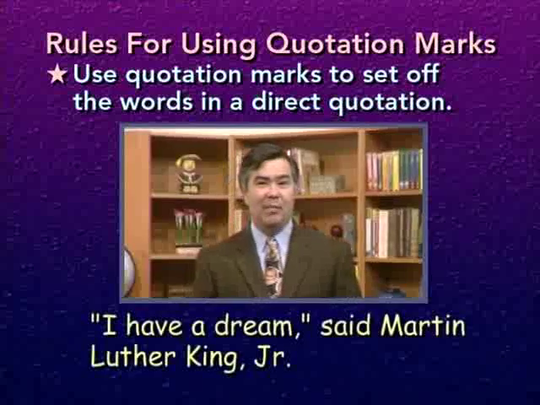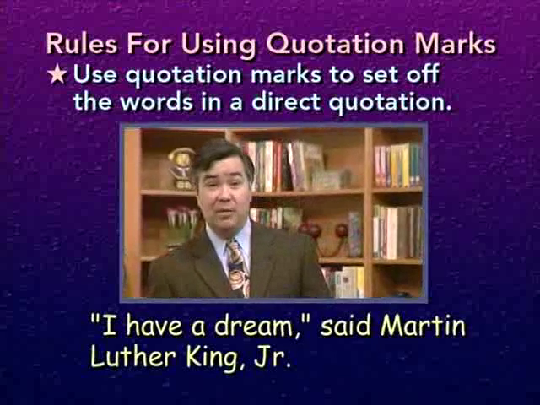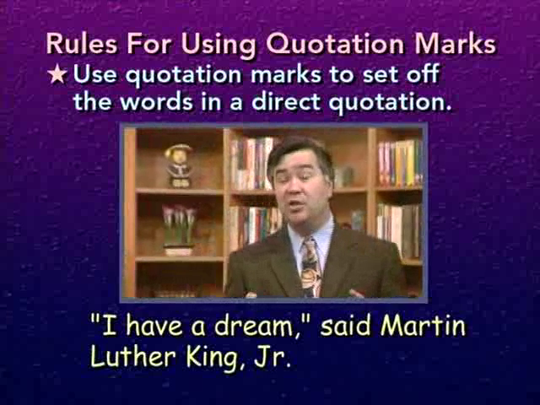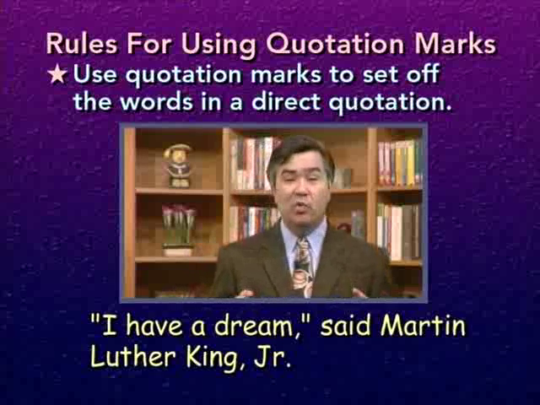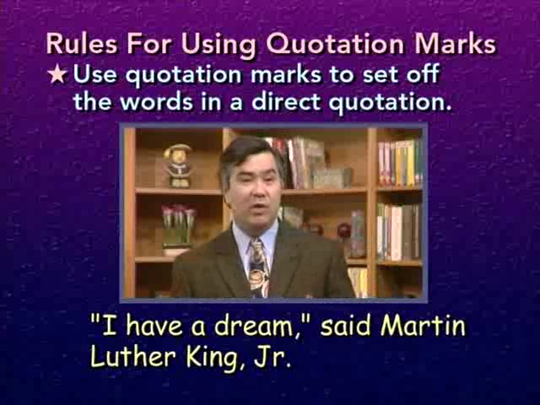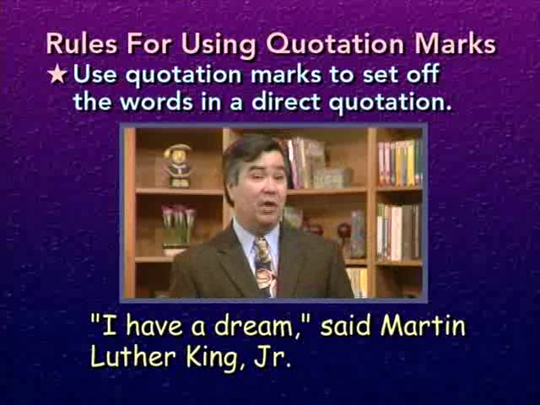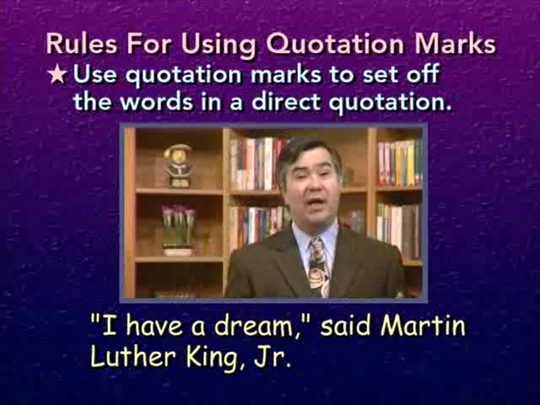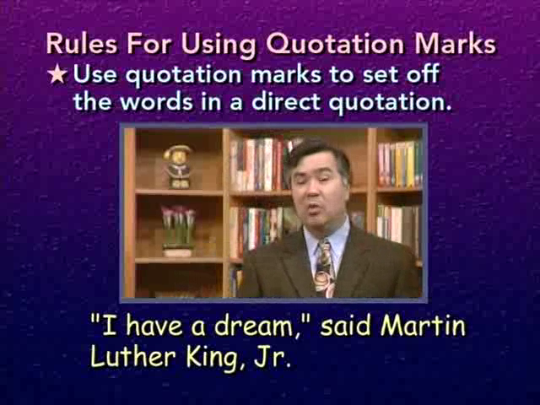Here's a simple example. "I have a dream," said Martin Luther King, Jr. The words that Martin Luther King, Jr. actually said were, "I have a dream." So to indicate which words those were, we put the opening quotation marks before I and the closing quotation marks after dream. You'll notice that we also have inserted a comma after the word dream, preceding the quotation marks.